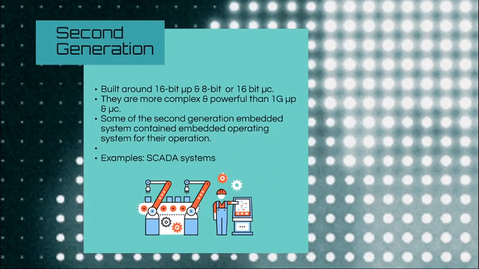In second generation, embedded systems were built on 16-bit microprocessor and 8 or 16-bit microcontroller. They were more complex in comparison with first generation embedded system. Few second generation embedded system contained operating system. Best example of second generation embedded system are SCADA systems used in industries.